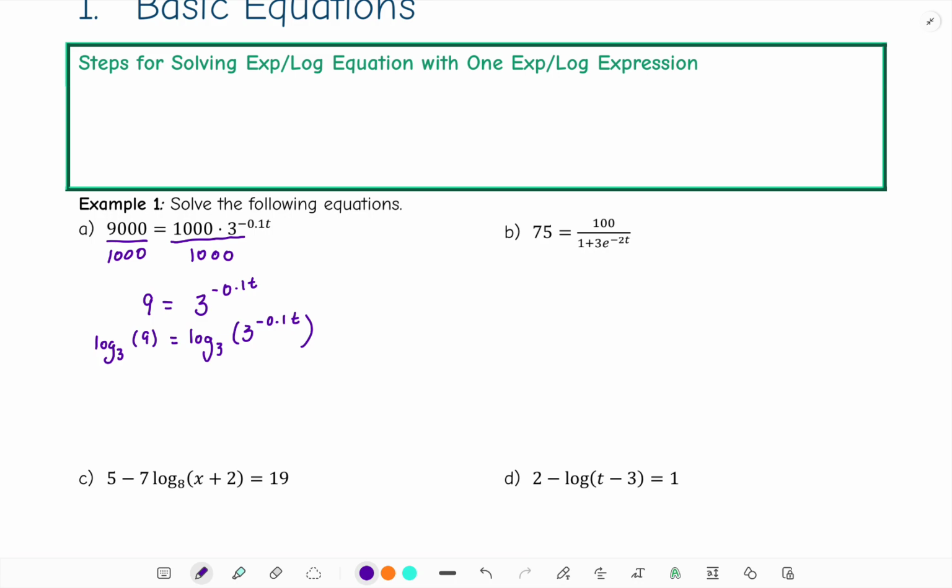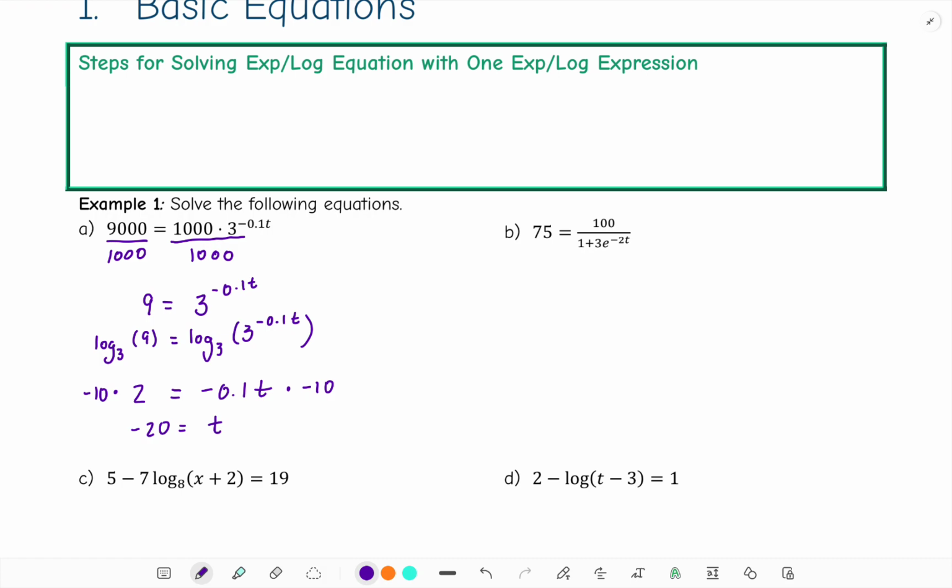Then log base 3 of 9 is, 3 to what power equals 9? Well, that's 2. And then we get negative 0.1t. I'm going to multiply both sides by negative 10. Negative 20 equals t. Then remember, you can always check your work by plugging it back in. For exponential equations, it's not necessary, but we will see for logarithmic equations, that last step will be necessary. But for part A, I am going to skip it for now.